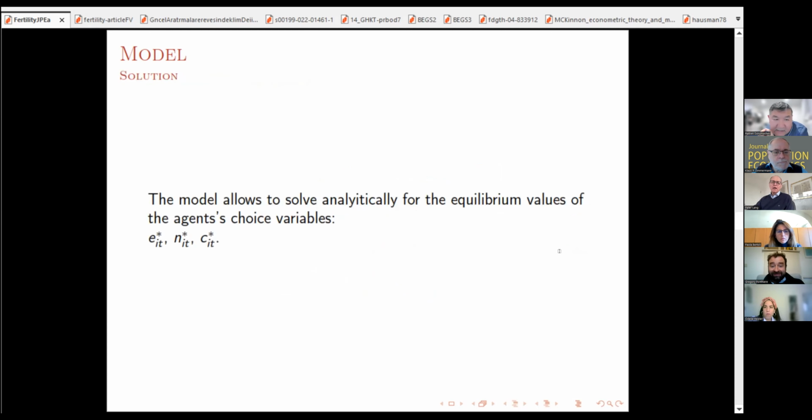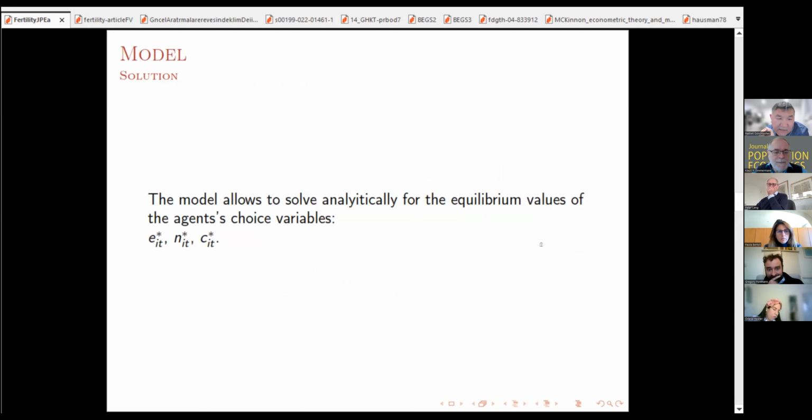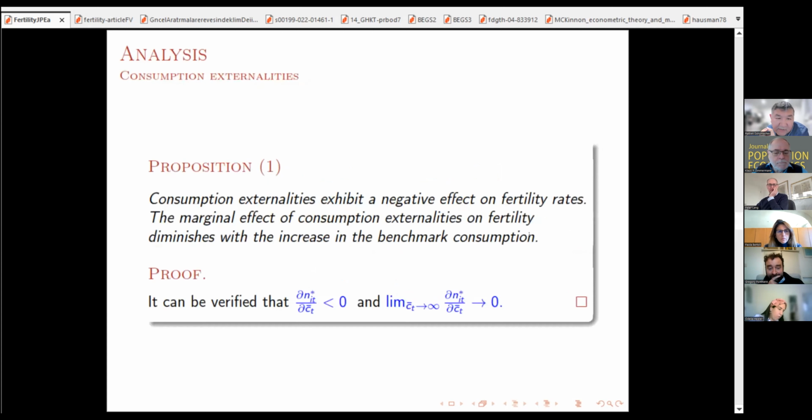I'm almost there. So we solve for the choice variables: education, fertility, and consumption. But since we are interested in, not consumption, but fertility choice, we did some analysis of fertility decisions and of the equilibrium fertility rates, and we determined that for the consumption externality, if average consumption increases, then people tend to have fewer kids. That's the negative sign here.